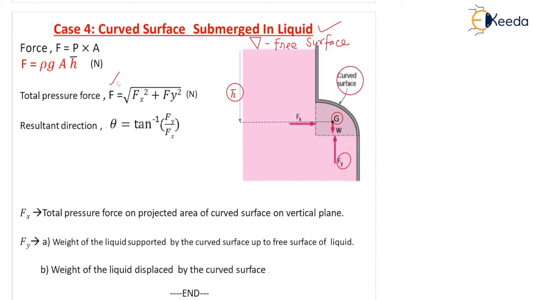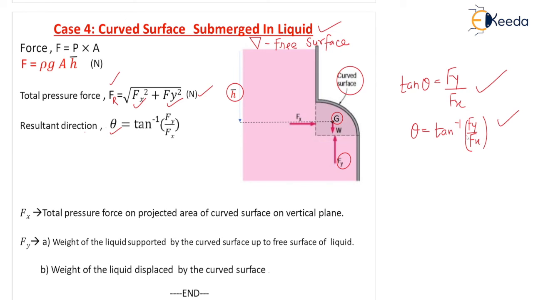The resultant pressure force, or total pressure force Fr, let us say, can be found out by root under Fx square plus Fy square in Newton. And the resultant direction theta can be found out by tan inverse of Fy by Fx. Correct? So tan theta is equal to Fy by Fx, and from this you can find theta equal to tan inverse of Fy by Fx.